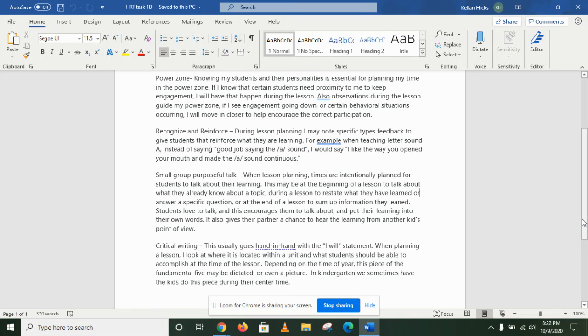Anyway, so that's my model of instruction. It's the Fundamental Five. Those are the components, how I use them in my lesson planning, and some of the things that I think are strengths of this model and some of the weaknesses that I have using this model as well.